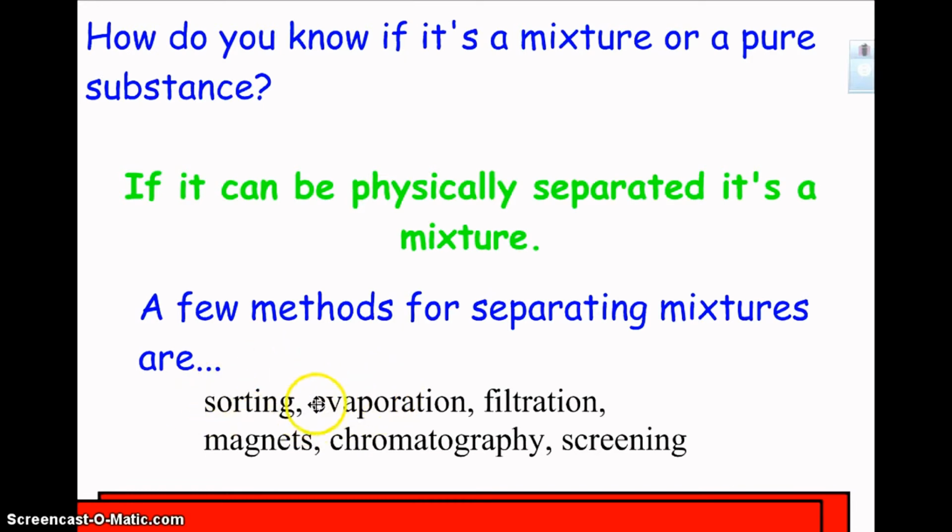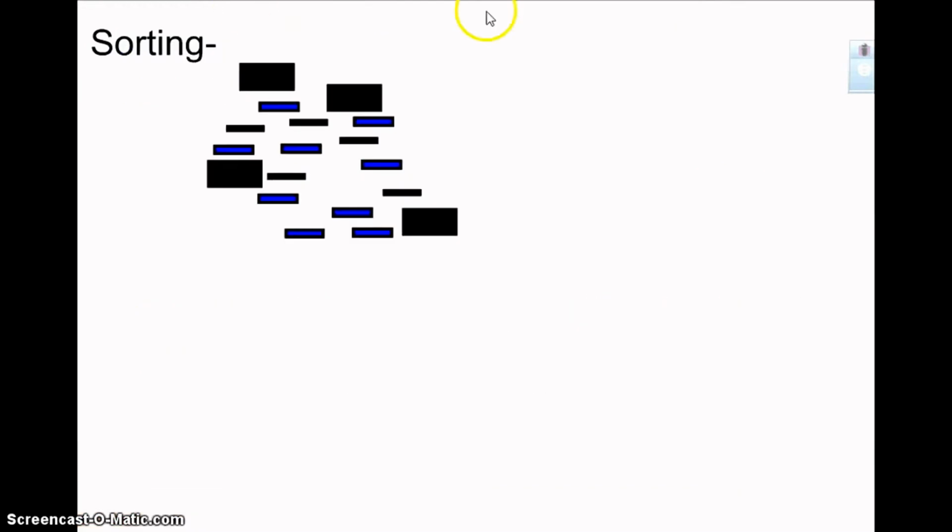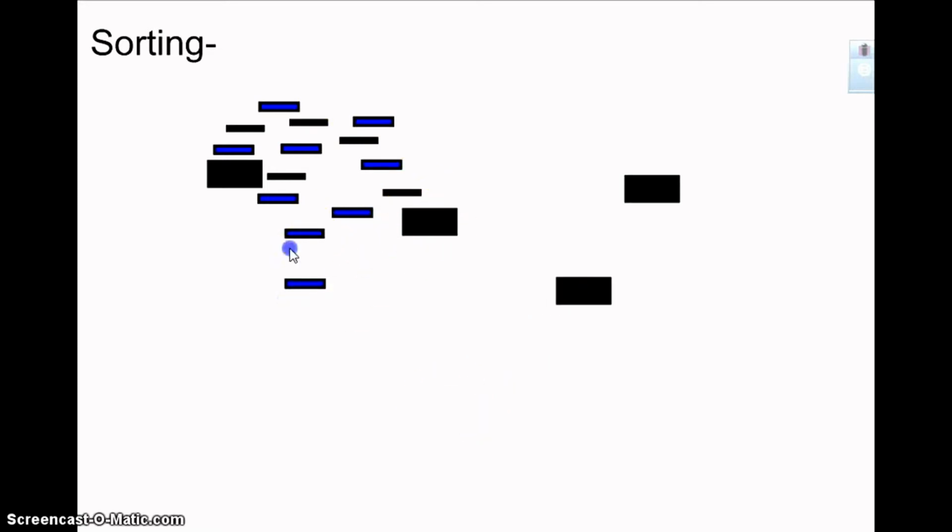You could sort things, you could evaporate, you could use filtration, you could use magnets, you could use chromatography, screening. Those are just some of the ways you could separate a mixture. So what does that mean? Well, sorting, this is the kind of thing you do with your socks and your t-shirts. You sort things. You put them into categories based on what they look like or their physical properties.